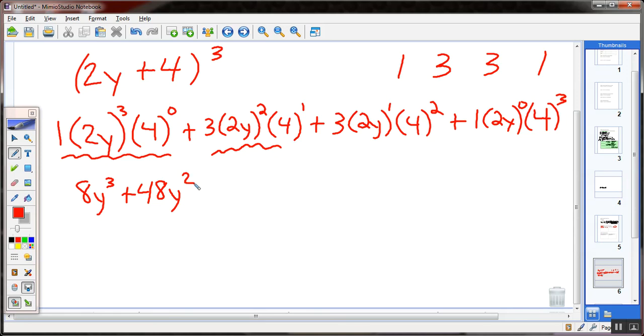Okay, next one. 2y to the first. So is this changing at all? No. So what's the 2y times 4 squared? What is 4 squared? 16 times 2y is 32y, times the 3, so plus 96y. And then the last one's not so bad, because 2y to the 0 is simply going to become what? 1. 1 times 1 is still 1 here. So this is really 4 to the 3rd, plus 64.